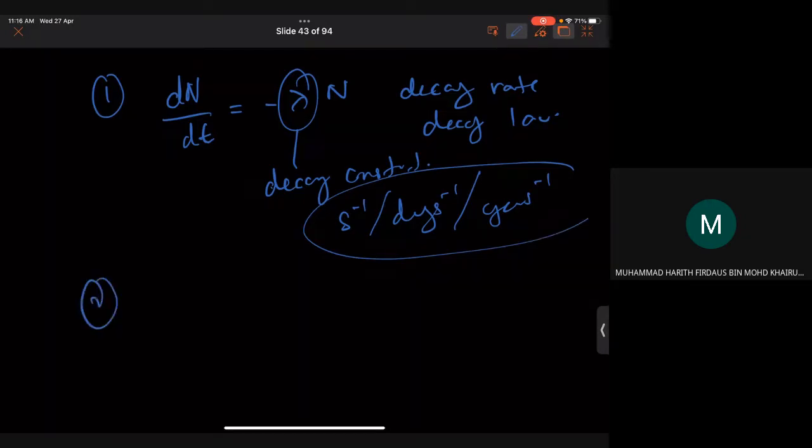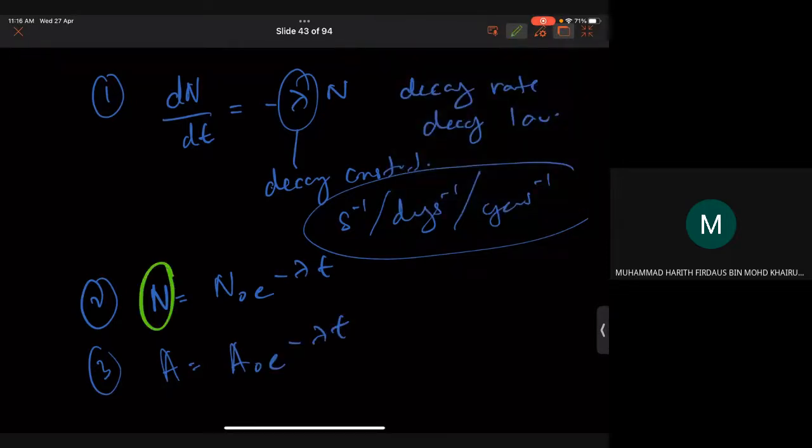Okay, yang kedua you belajar pasal N. N equals to N0 exponent negatif lambda t. Yang ketiga A equals to A0 exponent negatif lambda t. Okay, so you kena tahu apa beza N dengan N0. N0 ni adalah number of nuclei when t is 0. Number of nuclei.